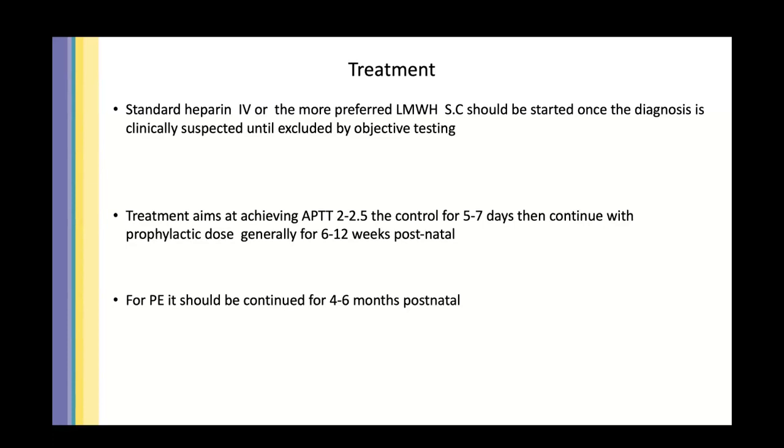Then the treatment aim, definitely, we know from the hematological point of view, we need to achieve an APTT ratio of about 2 to 2.5 within 5 to 7 days. And then we continue with that prophylaxis dose until 6 to 12 weeks postnatal. And then after that, you assess, because most of these women are at risk of developing more clots even 3 months after pregnancy. So you continue that, then you can assess and see whether the risk has been diminished. Some will have to continue throughout their lives. Some will have to stop after 3 months of treatment. But for those with confirmed PE, then their treatment has to be continued at least up to 6 months postnatal in this particular regard.